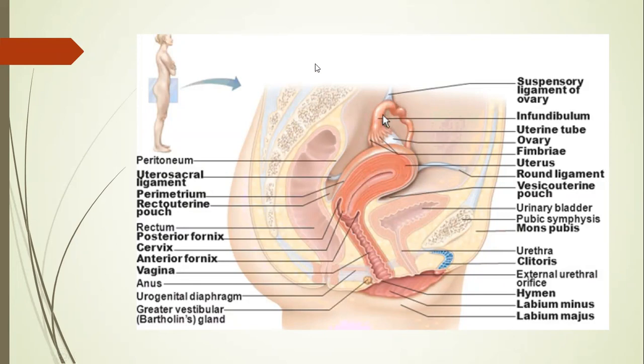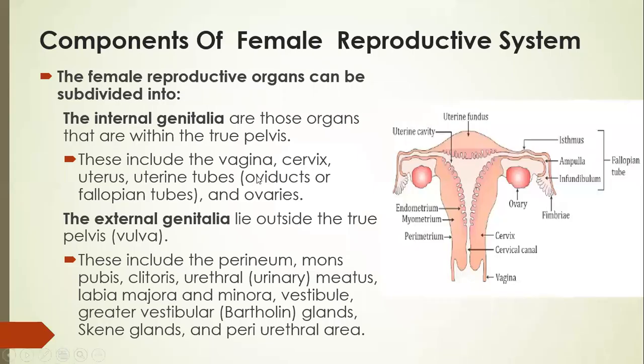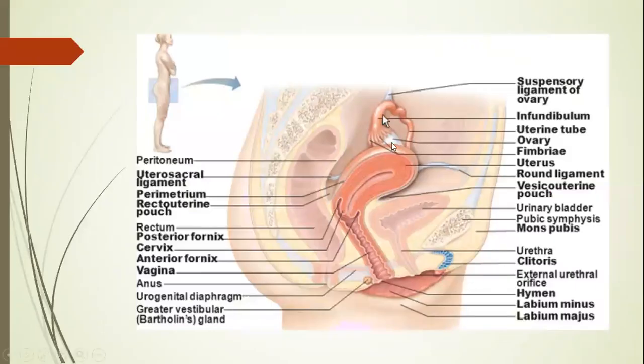Okay. So coming to the components of the female reproductive system, the female reproductive organs can be subdivided into the internal genitalia as well as the external genitalia. Just like in case of the male, here also it is divided into two types. The internal genitalia are those organs which are within the true pelvis. So this is the pelvis within which there are organs.